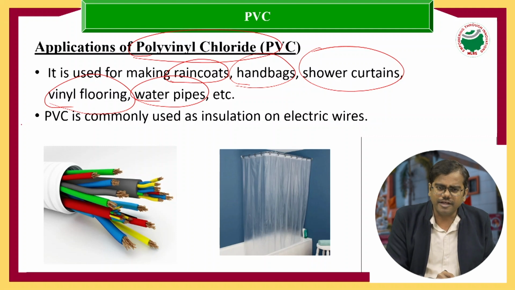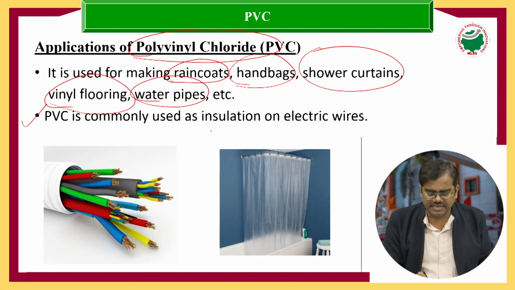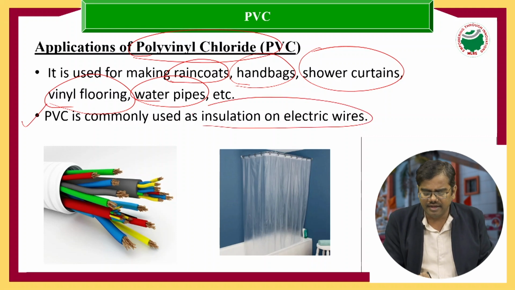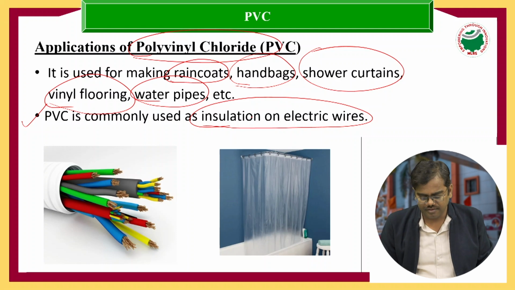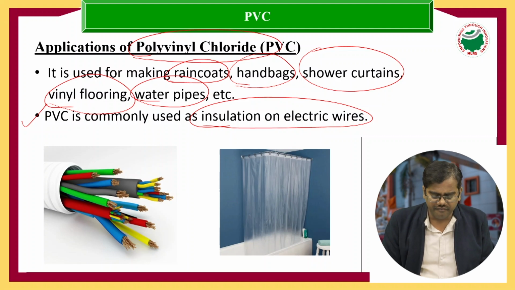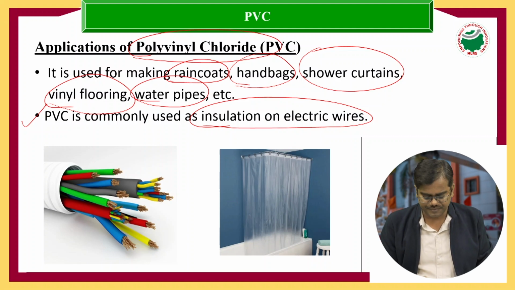And the second important application is that polyvinyl chloride is most commonly used as insulation on electrical wires. In the manufacturing of electrical wires, we use polyvinyl chloride as an insulator. So these are some of the important applications of polyvinyl chloride.